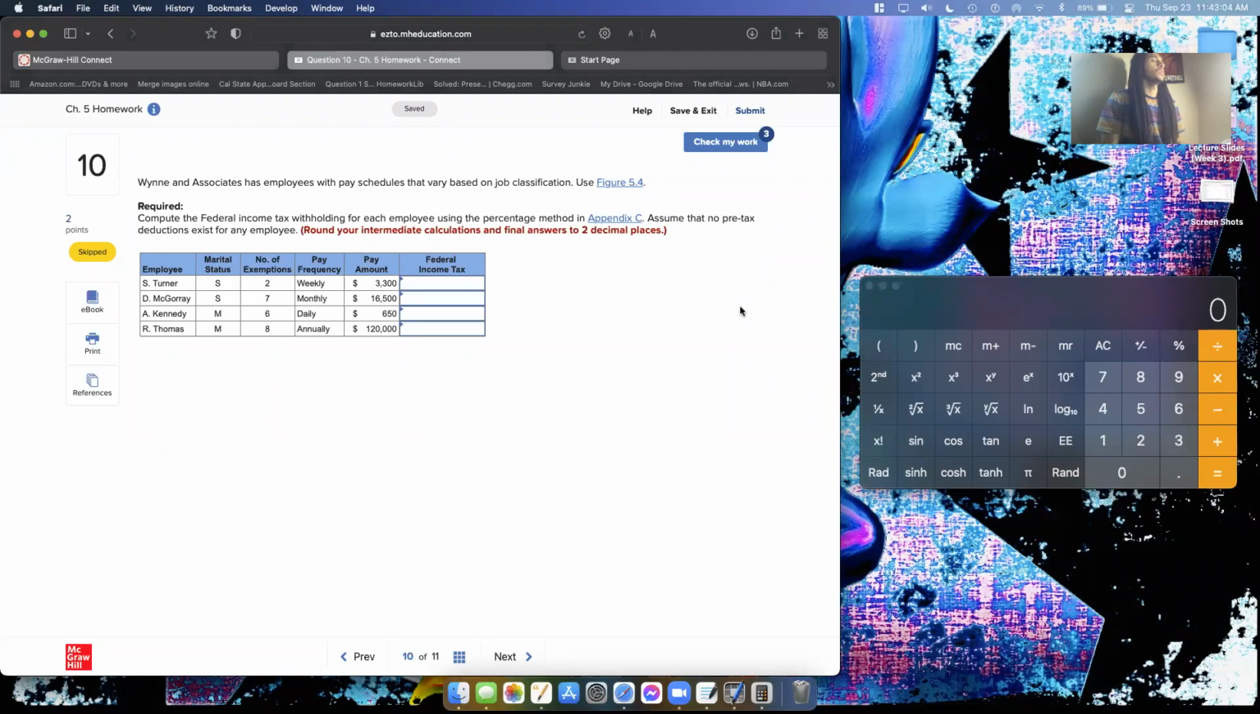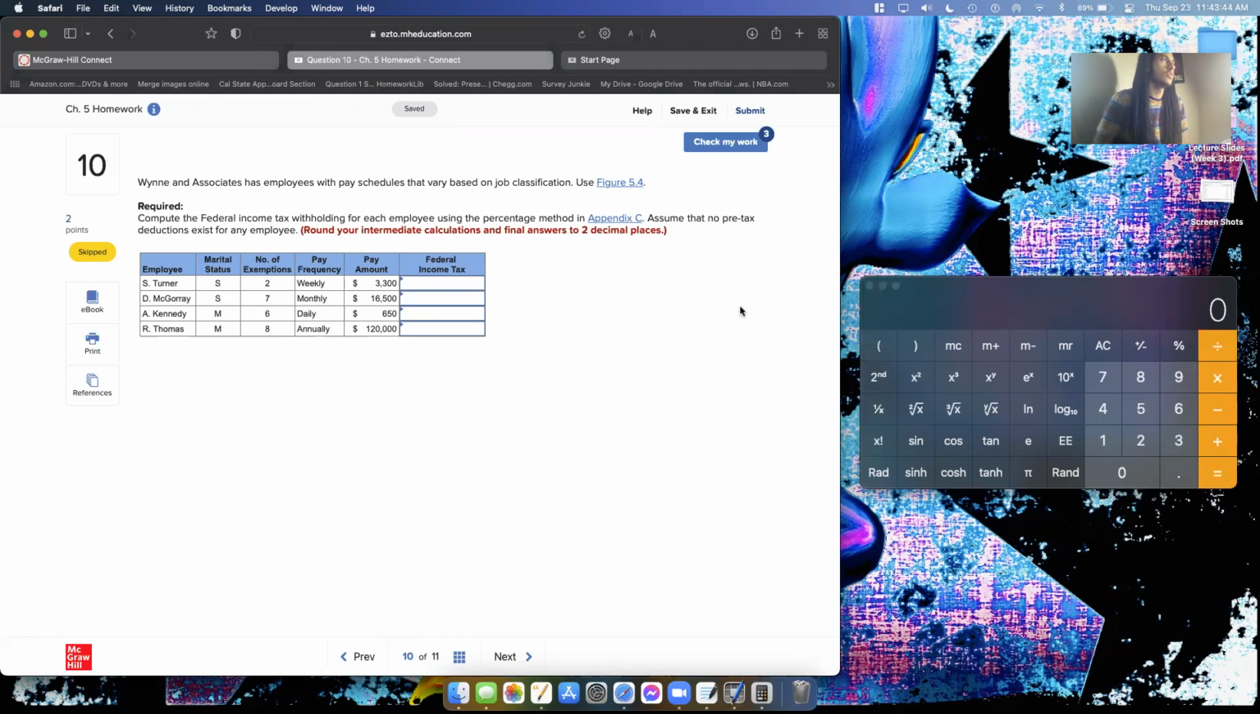All right, so here we're going to tackle question 10 on the chapter 5 homework for payroll accounting. Wine and Associates has employees with pay schedules that vary based on job classification. Use figure 5.4. For this problem, we will compute the federal income tax withholding for each company using the percentage method in Appendix C. Assume that no pre-tax deductions exist for any employees.